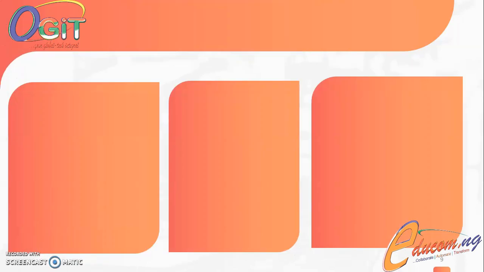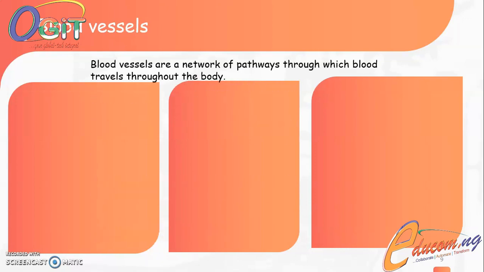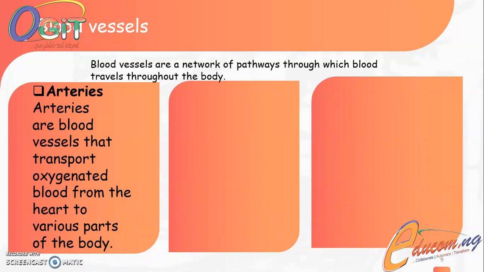Now moving forward, I'll be talking about the blood vessels now. The blood vessels are a network of pathways through which blood travels throughout the body. And generally, I'll be discussing 2 examples of the blood vessels. The first one is known as the arteries. The arteries are blood vessels that transport oxygenated blood from the heart to various parts of the body. The arteries are thick, elastic, and are divided into small network of blood vessels called capillaries.